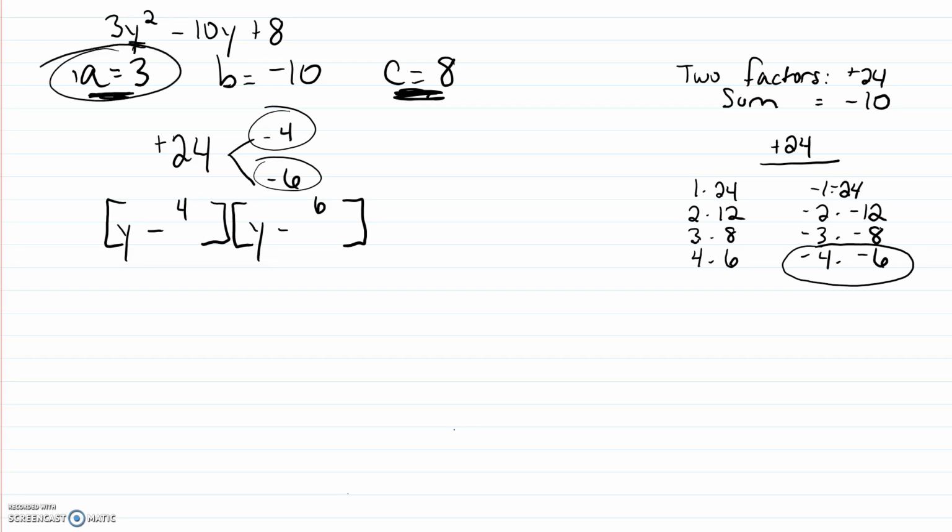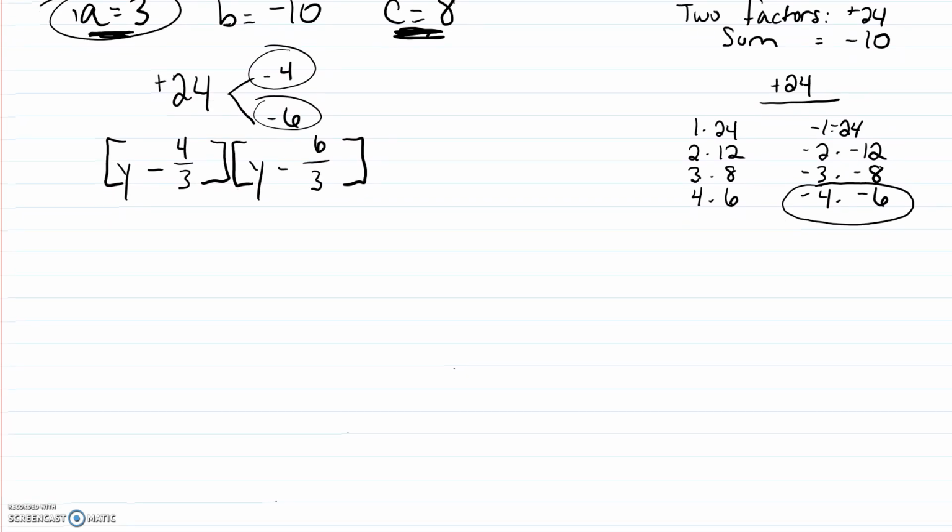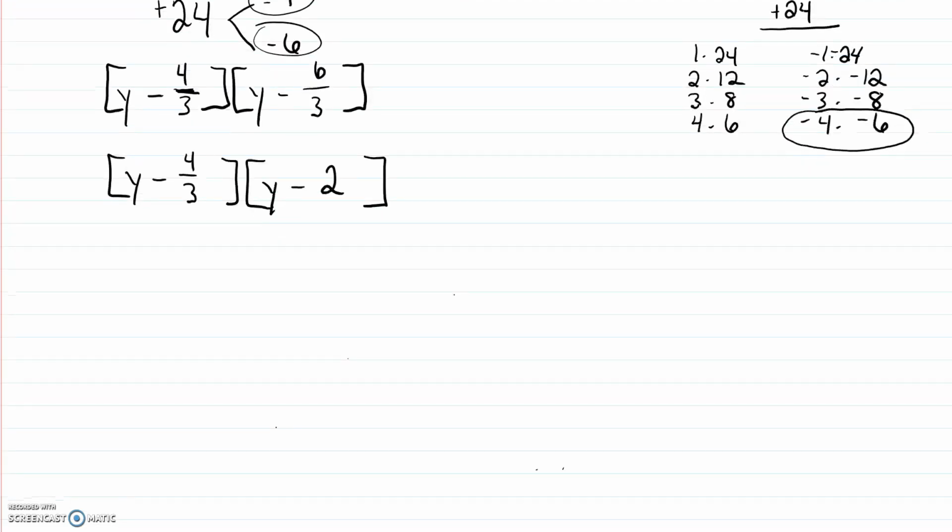Always divide by a. If you forget to do that, you're going to be possibly completely wrong in your answer. All right. Make sure after you do that, every fraction needs to be completely reduced. 4/3 is in lowest terms. 6/3 will reduce to the whole number 2, so negative 2.